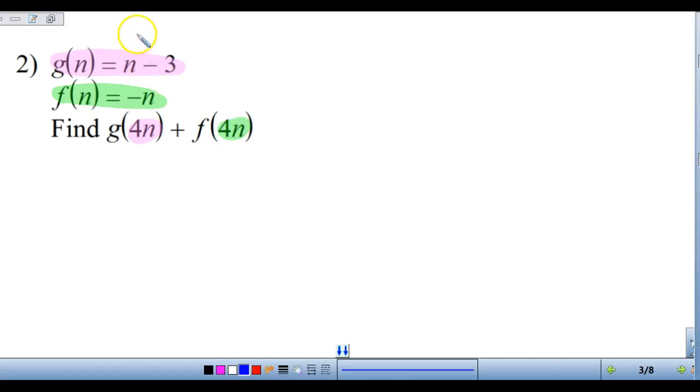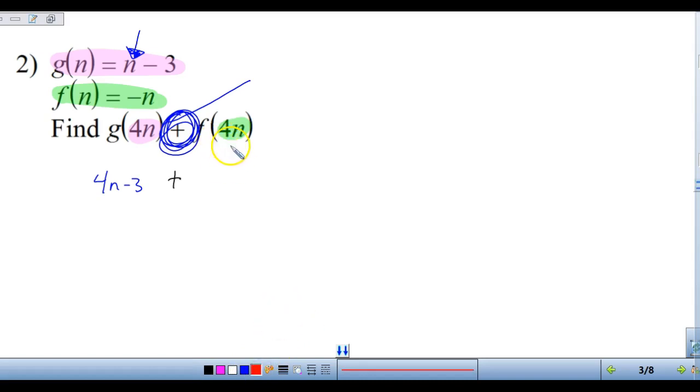So for the g function, my 4n is going to go in right here. So I'm going to have 4n minus 3. Now this one again is an adding function, okay? So adding functions are not too difficult. It's when we subtract that we have to be a little bit careful. We'll get to one of those in a minute.